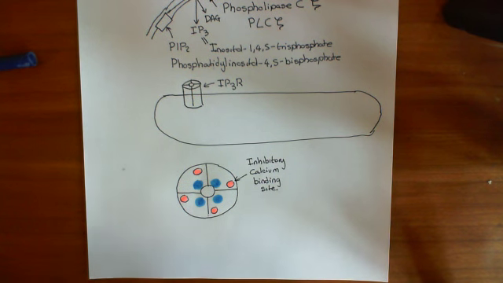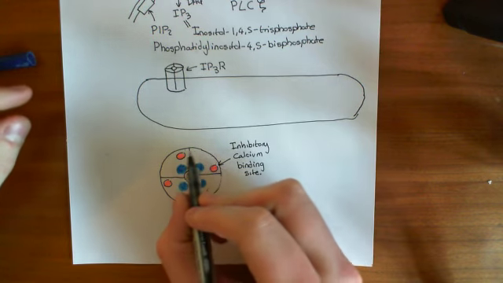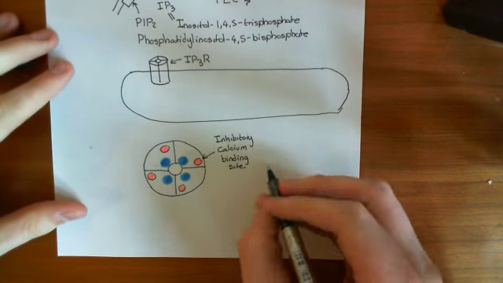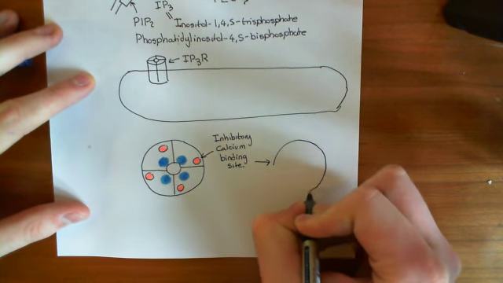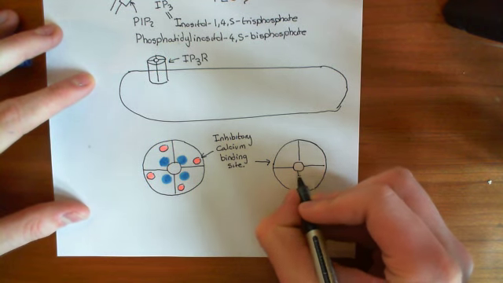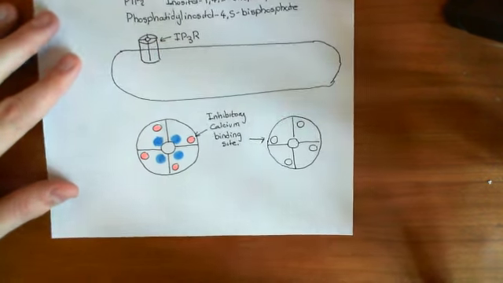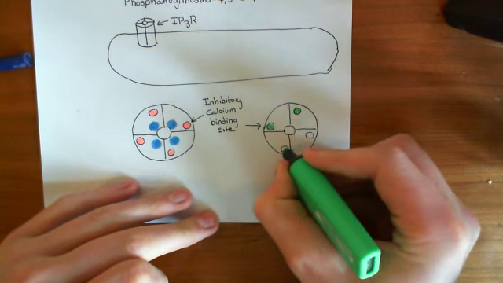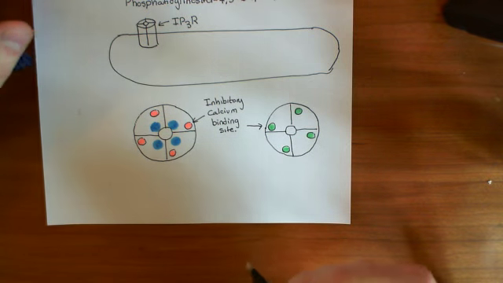Now, when IP3 binds, the conformation of the subunit, the polypeptide, changes so that this inhibitory calcium binding site becomes unavailable, and instead it's replaced by an excitatory or stimulatory calcium binding site. So let me show this here. What's going to happen is that now you lose that inhibitory calcium binding site, that becomes unavailable, and you gain a new calcium binding site which is stimulatory. So I'll colour this in green. So the IP3 binding to its IP3 binding site has made available a stimulatory calcium binding site and has removed an inhibitory calcium binding site.